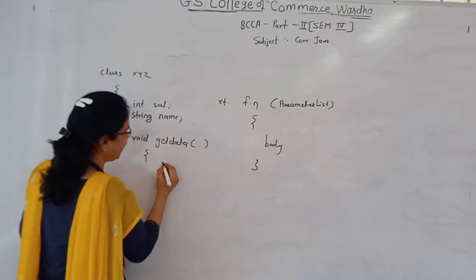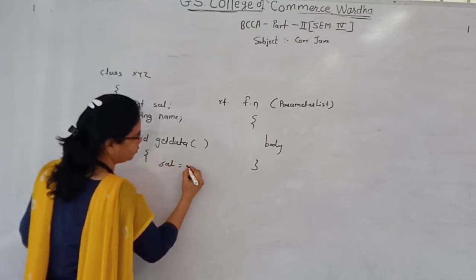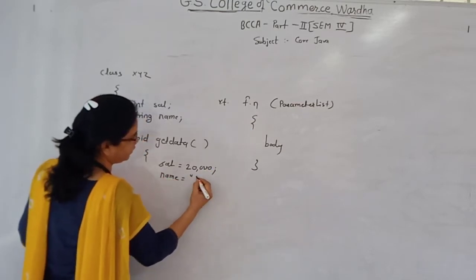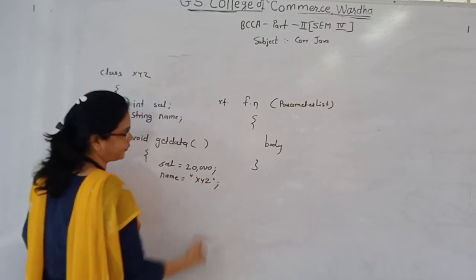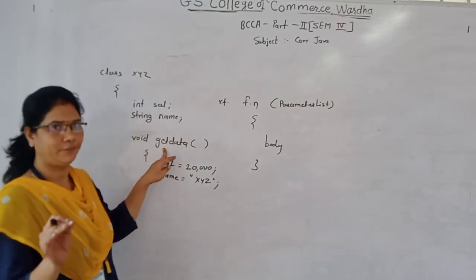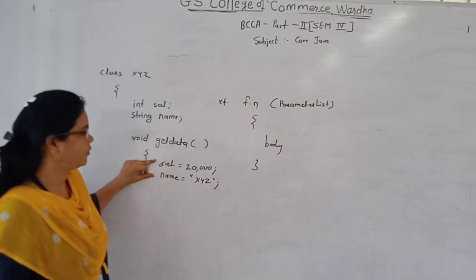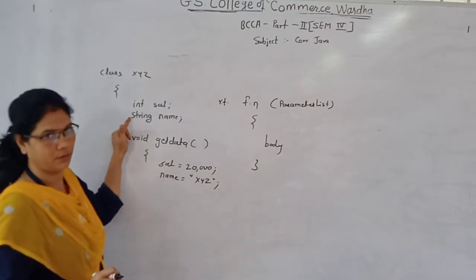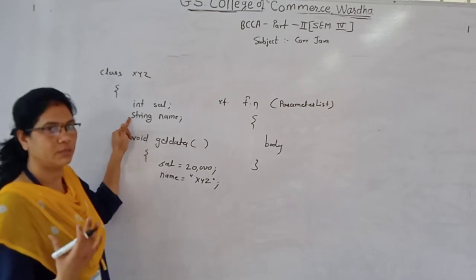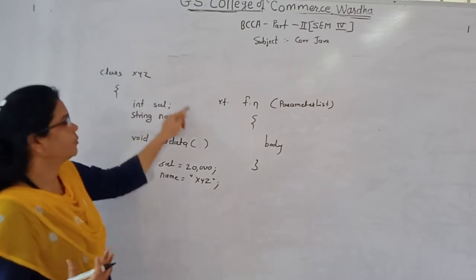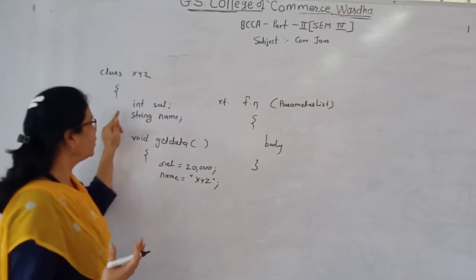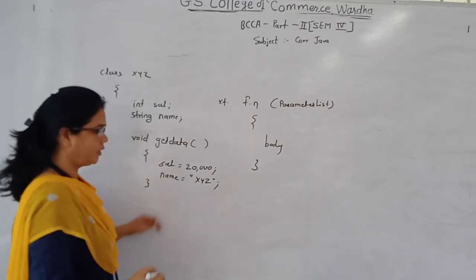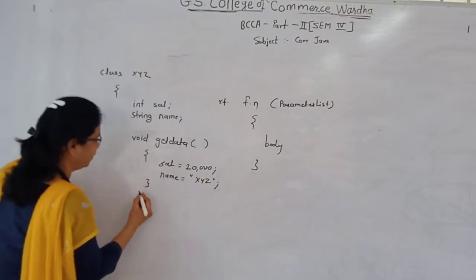Here I assign sal the value 20,000, and name I assign as xyz. So in the function definition I assign values to those particular variables which have global scope, or we can say instance variables. Why instance variables? Because those variables are defined in the class, so we can use those variables in various functions.